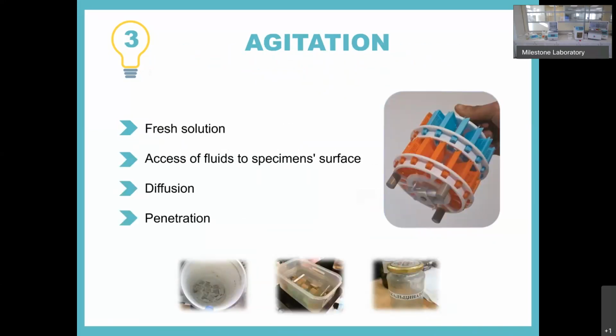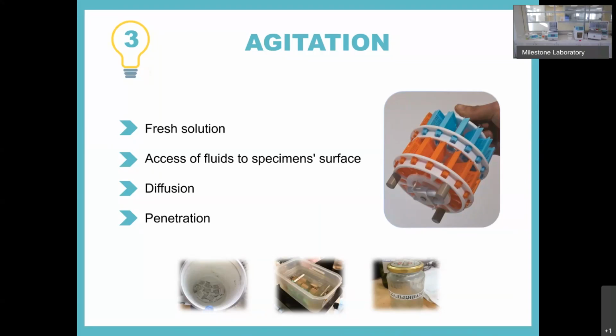Another simple but important factor influencing the decalcification is the agitation. Agitation increases the rate of exchange of fresh reagent near the bone surface, because the removed calcium can saturate the solution around the tissue, preventing further decalcification and changing the concentration of the reagent close to the tissue surface.